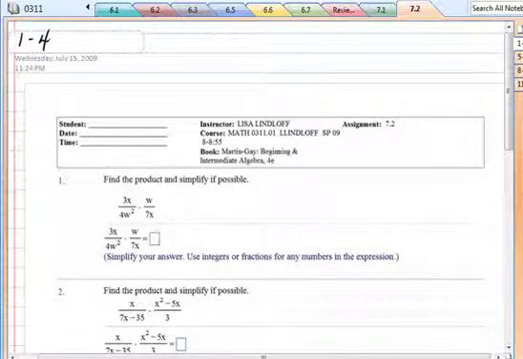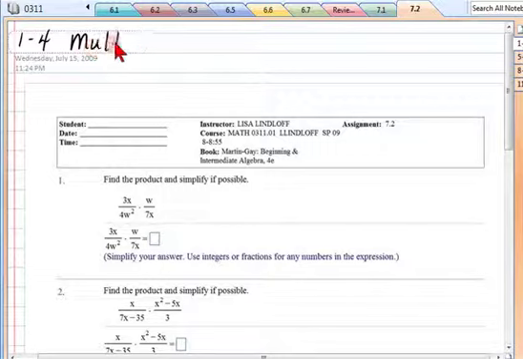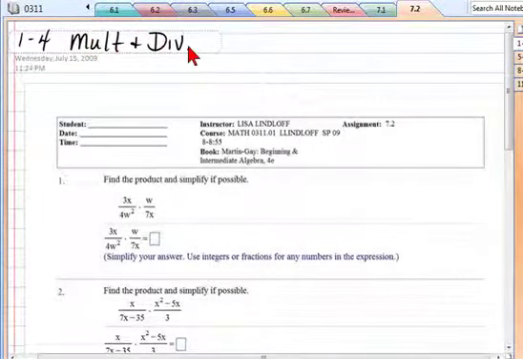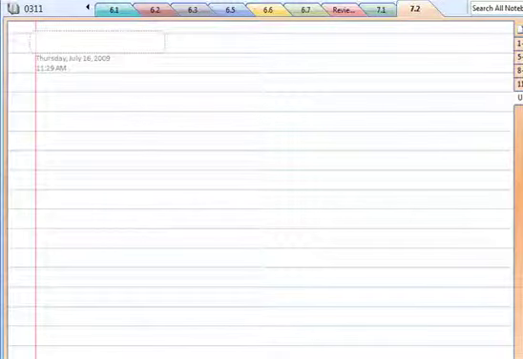Okay, 7.2 is about multiplication and division of fractions. All right, it's about multiplication and division. So I'm going to ask you to remember some simple things about multiplication and division. When you multiply two fractions, let me go to a blank piece of paper.